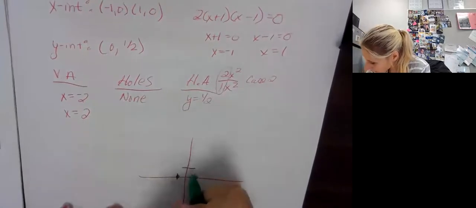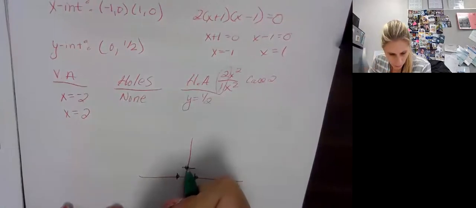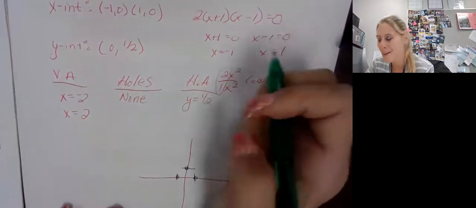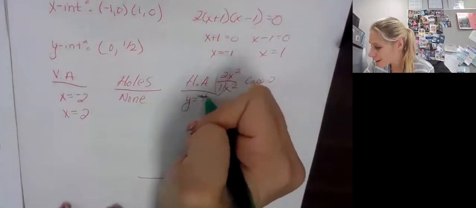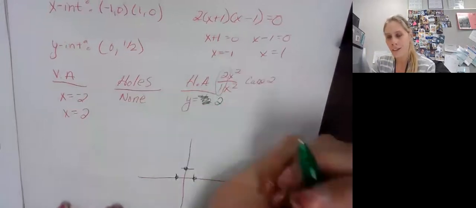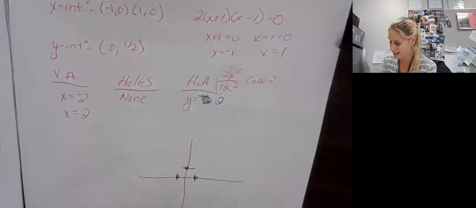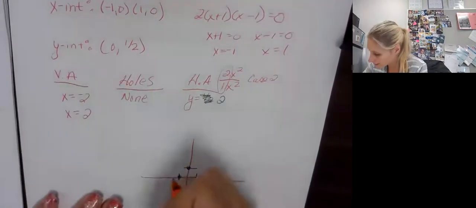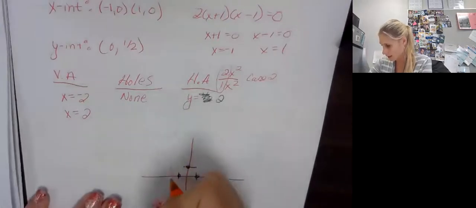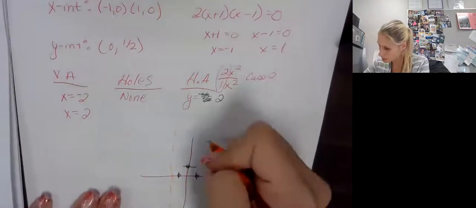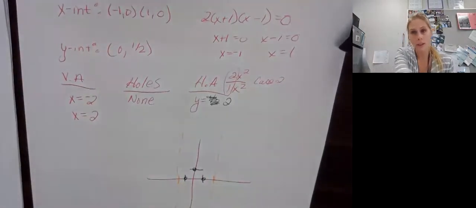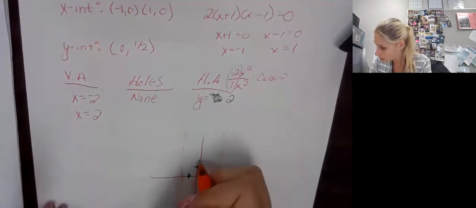Y-intercept is 1/2. Why did I put 1/2 here, guys? Did you see I made a mistake here? 2 over 1 is 2. I hope you guys caught that before I did. All right. Vertical asymptotes are at -2, dotted line, at 2, dotted line. And we have a horizontal asymptote at 2, y equals 2.